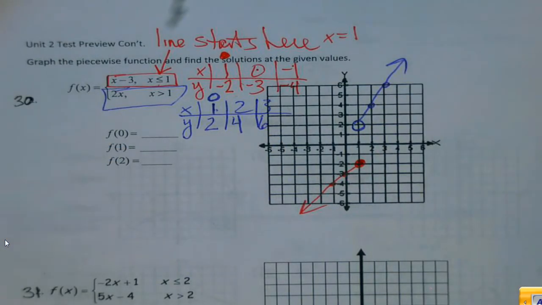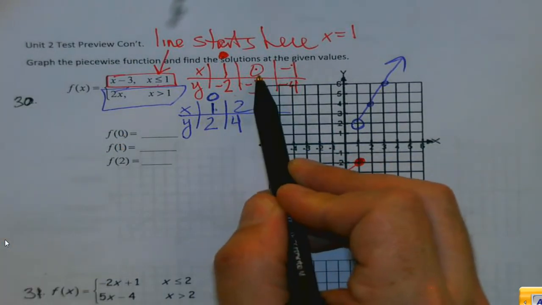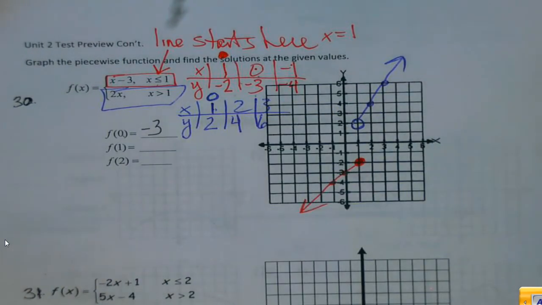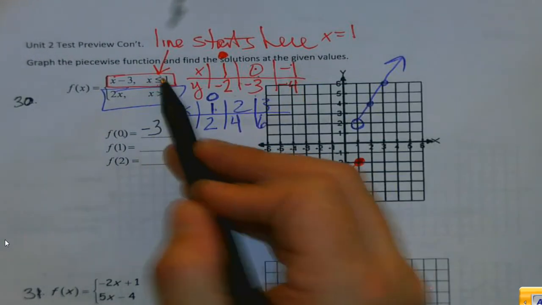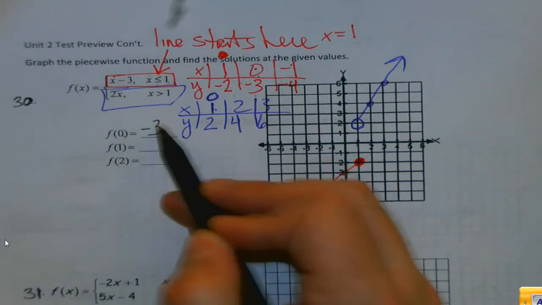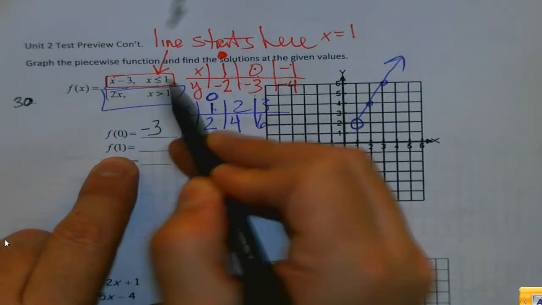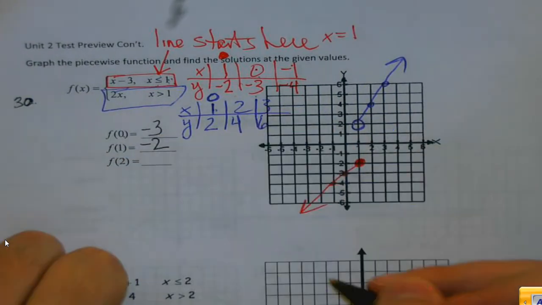Okay. The graphing part's done. For the algebra part, you have choices. If you made charts, f of 0. When x is 0, what does y equal? Negative 3. If you don't want to do it that way, which one of the inequalities is 0 true for? Is 0 less than 1? Yeah. 0 minus 3 is negative 3. 1. Is 1 less than 1? No. Is 1 equal to 1? Yes. 1 minus 3 is negative 2.